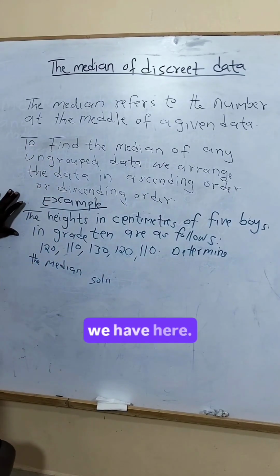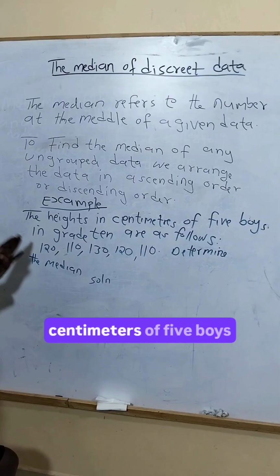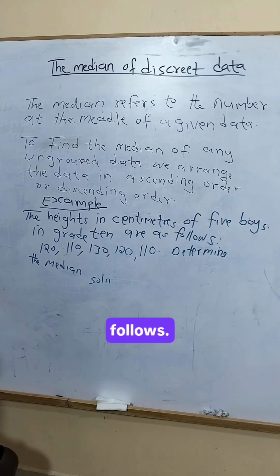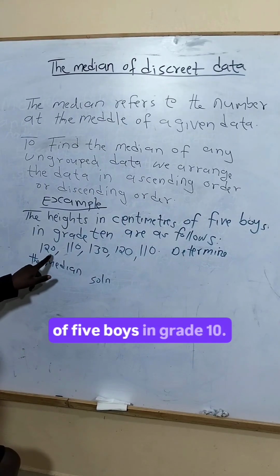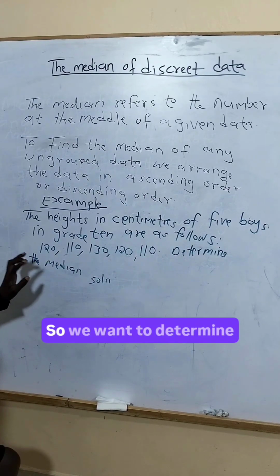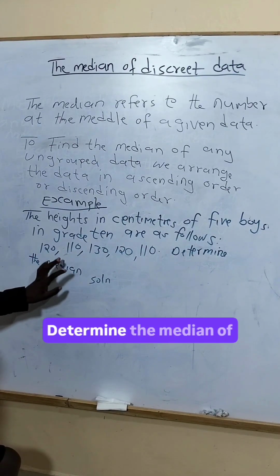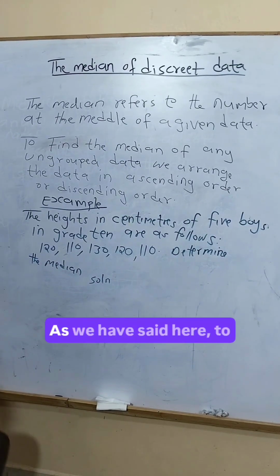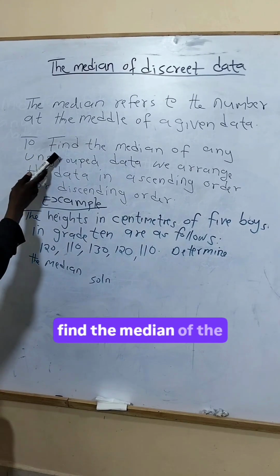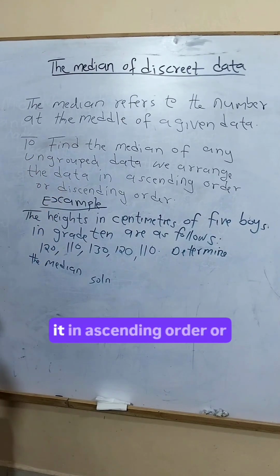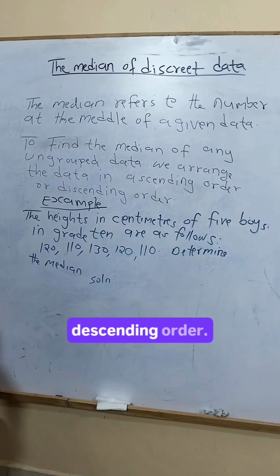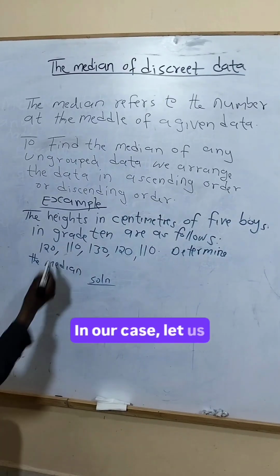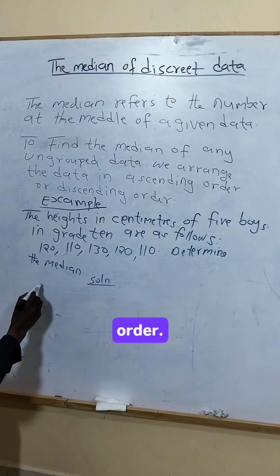Now look at the example we have here. The heights in centimeters of 5 boys in grade 10 are as follows. So these are the heights of 5 boys in grade 10. So we want to determine the median of their heights. This is very simple. This is how we do it. As we have said here, to find the median of the data, we have to arrange it in ascending order or descending order. So what do we do here? In our case, let us arrange it in ascending order.